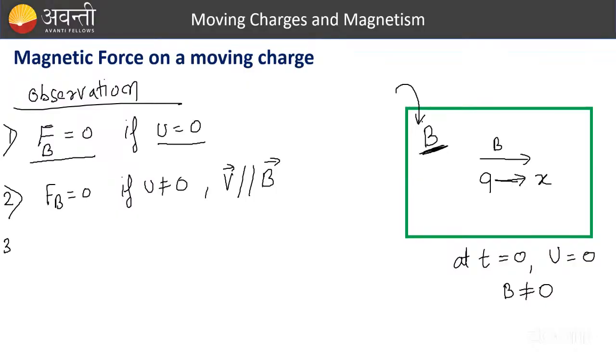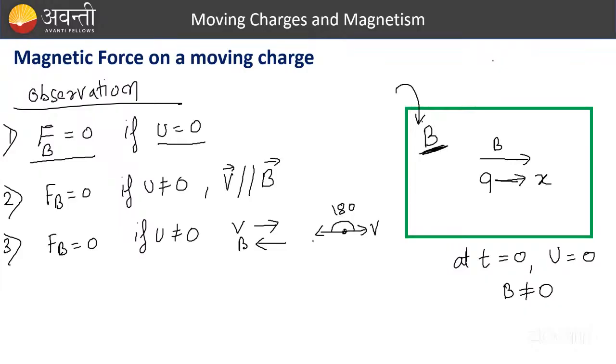Third observation: now he did another thing. He reversed the magnetic field. So this time, again force was zero. The case was that speed is still not zero, the charged particle is moving. But this time, if velocity is in this direction, then the magnetic field was in the opposite direction. That is, the angle between velocity and magnetic field was 180 degrees.